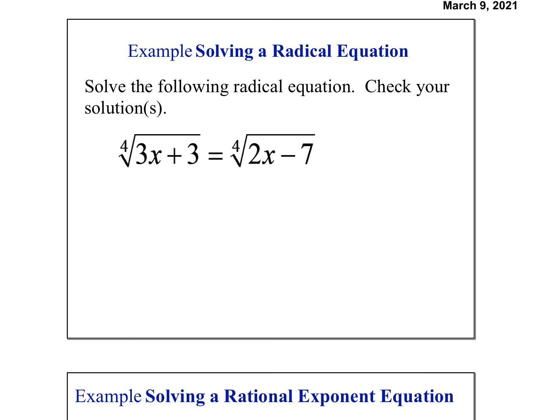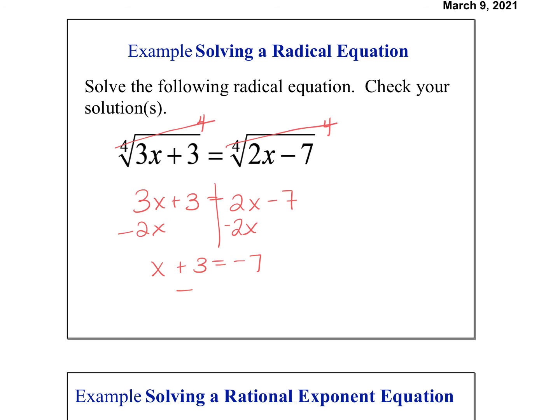Okay, in the next example, so here my index is 4. So that means I'm going to raise both sides to the power of 4. And then that cancels. I'm left with 3x plus 3 is equal to 2x minus 7. And so I'll start by getting my variables to one side then, and I get x plus 3 is equal to -7. Finally, subtracting 3 to both sides to get x is equal to -10.